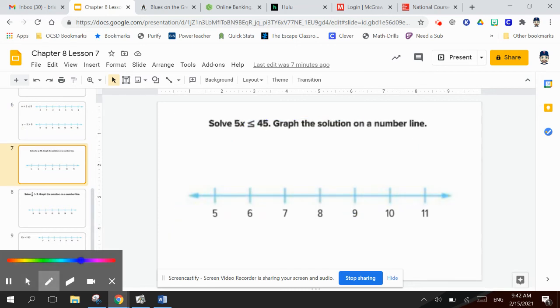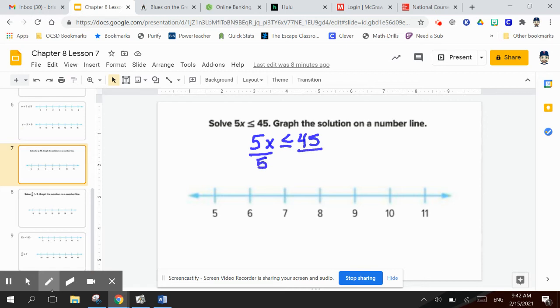Now we can also do this with multiplying and dividing. So again, think opposite. So when we solve 5x is less than or equal to 45, I'm thinking 5 times some number is less than or equal to 45. So to solve this, I have to do the opposite of multiply, which is divide. I'm going to divide each by 5, by that coefficient.